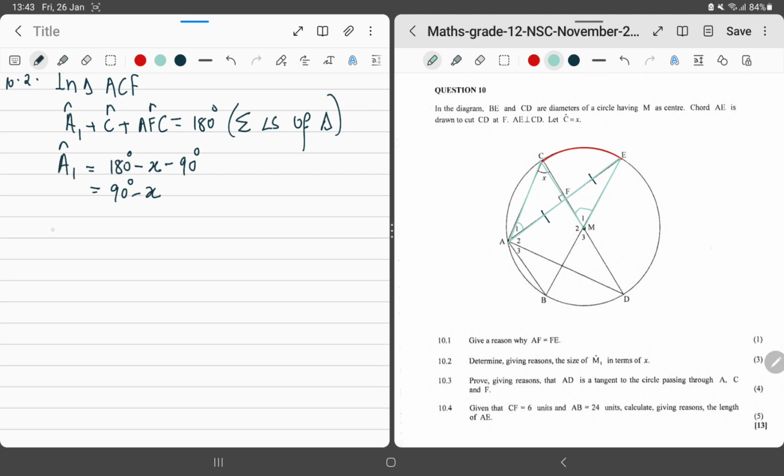And then we said M1 is equal to 2 times A1. The angle at the center is equal to 2 times the angle at the circumference. So M1 is 180 degrees minus 2x.